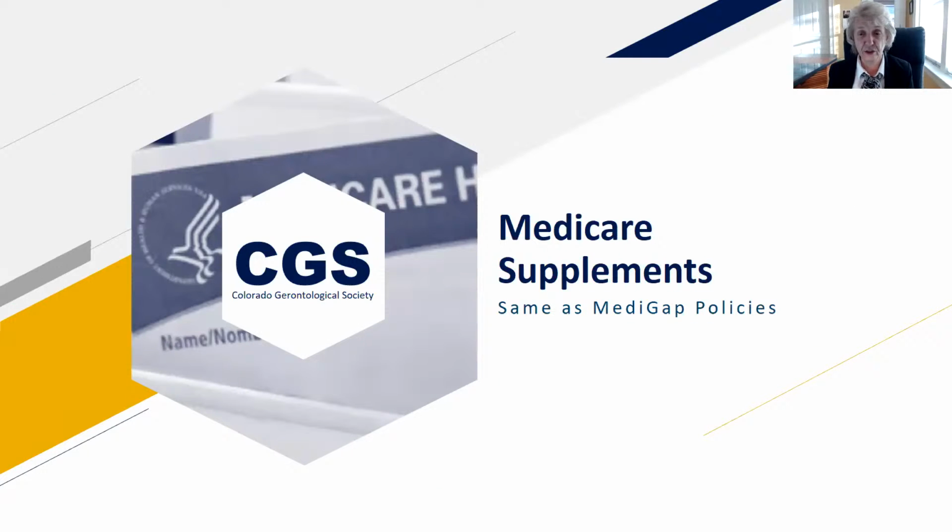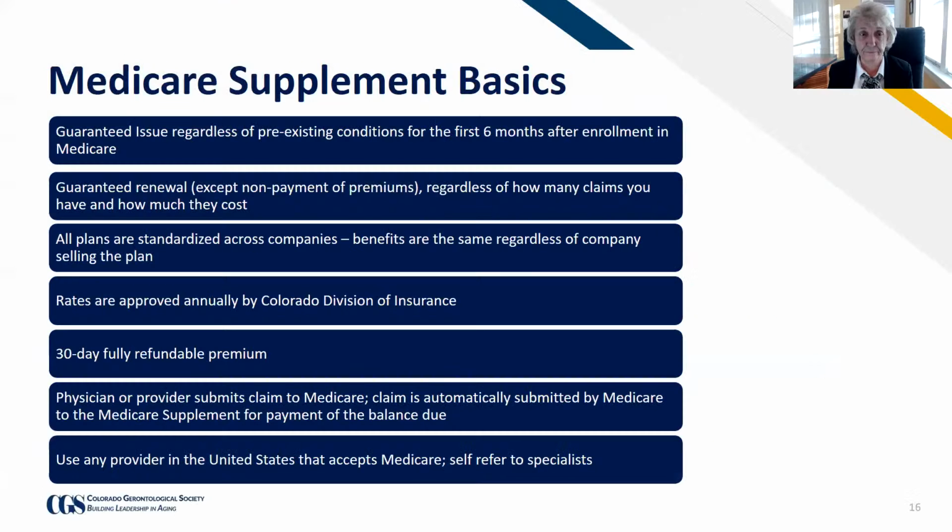Now let's turn our attention to a Medicare supplement, which is sometimes also known as a Medigap. Some basics about Medicare supplements is that they have a guaranteed issue for pre-existing conditions within the first 6 months after enrollment in Medicare. They also are guaranteed renewable, which means that regardless of how many claims you file, how much money you cost the company, they cannot drop you unless you don't pay the premiums.